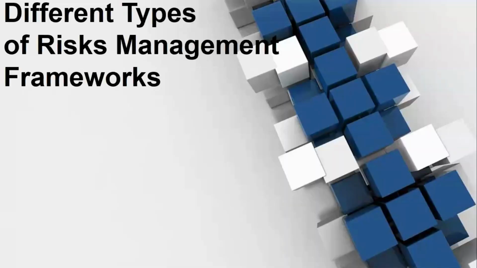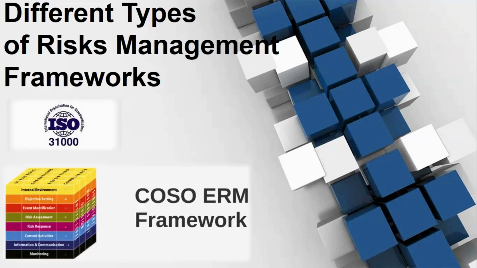Now that we have a better understanding of what a framework is, let's look at the different types of risk management frameworks. There are a number of different risk management frameworks that can be used by organizations. Some of the most well-known frameworks include the ISO 31000, an international standard for risk management. We also have the COSO ERM, the Enterprise Risk Management Framework, developed by the Committee of Sponsoring Organizations of the Treadway Commission.